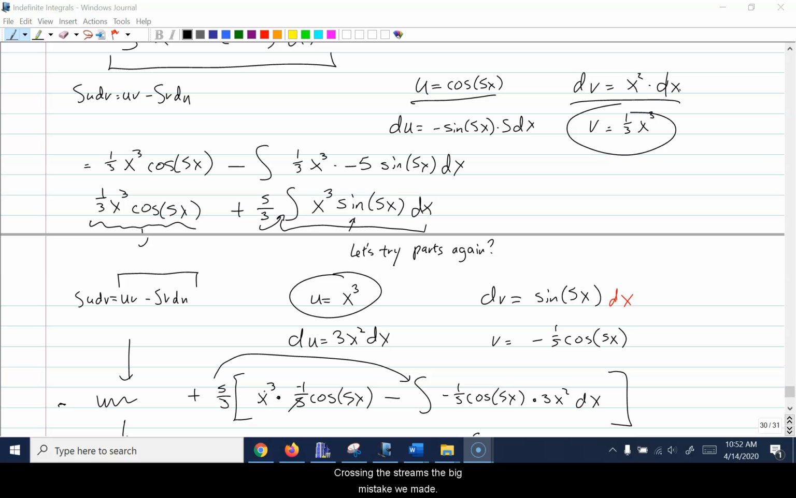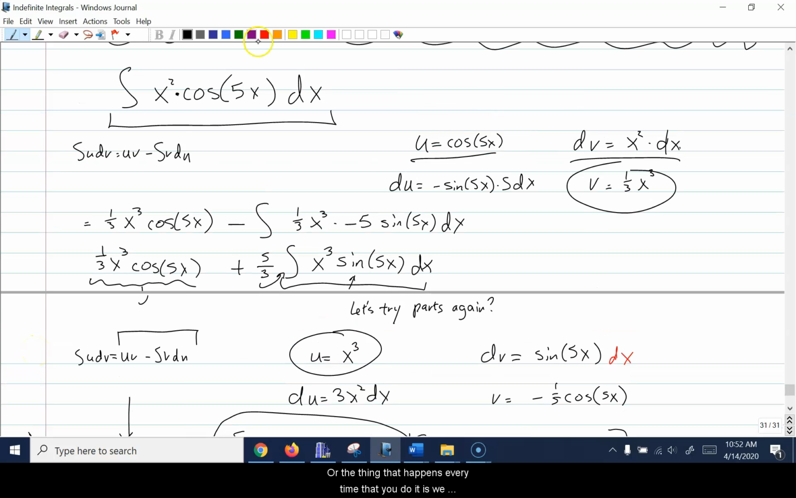The big mistake we made, or the thing that happens every time that you do it, is we made our new u our old v. We made our new dv our old du. Basically, they were off by constants, but the constants don't really matter. Switching directions undoes the parts that you just did and gives you back the original problem. And that is never going to be productive.